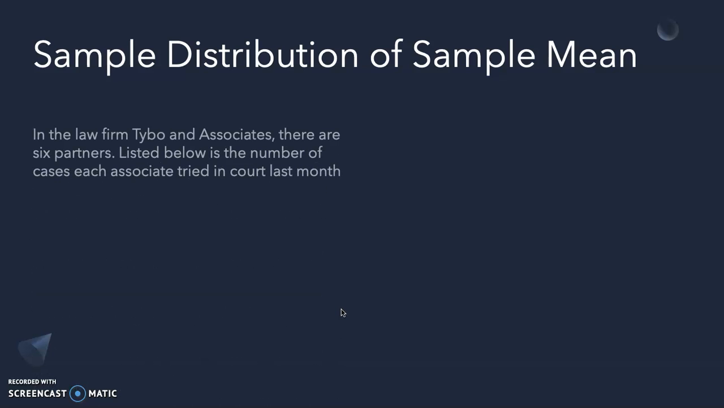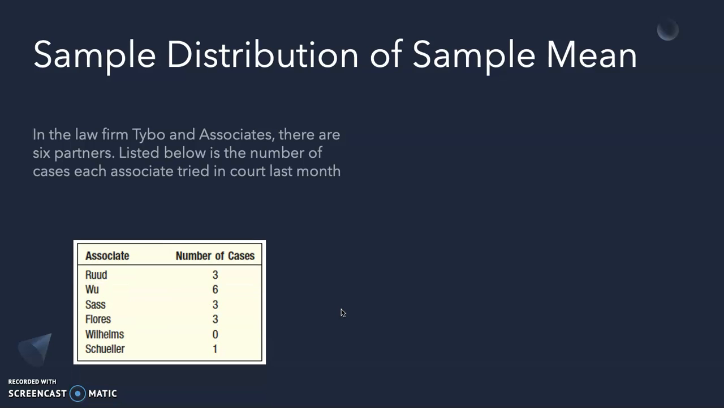To understand the sample distribution of a sample mean, let us use the following case. We have data of number of cases by 6 partners from a law firm, Taibo and Associates. Presented in the first column of the table are the names of the partners, and the second column is the number of cases each partner has tried in court last month.